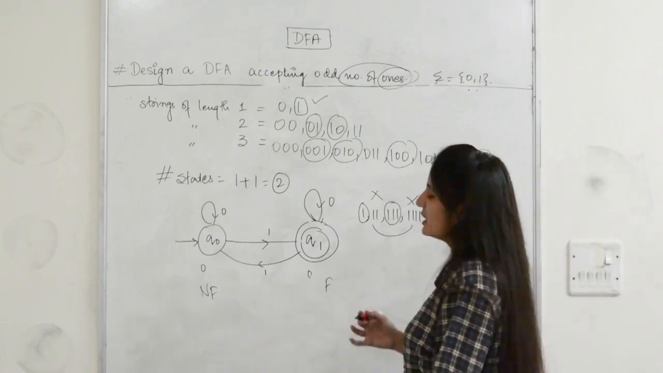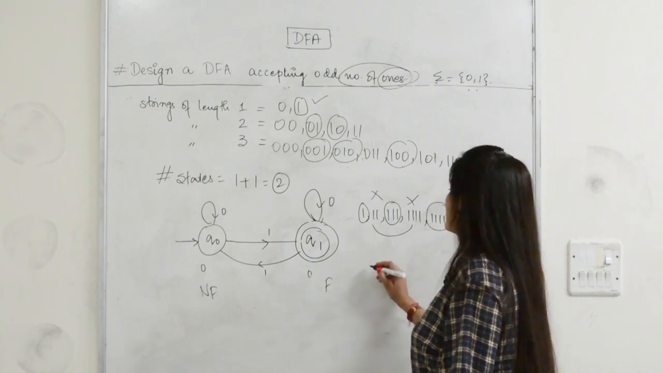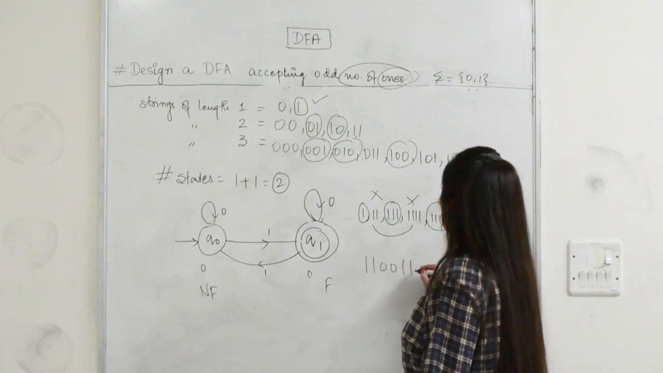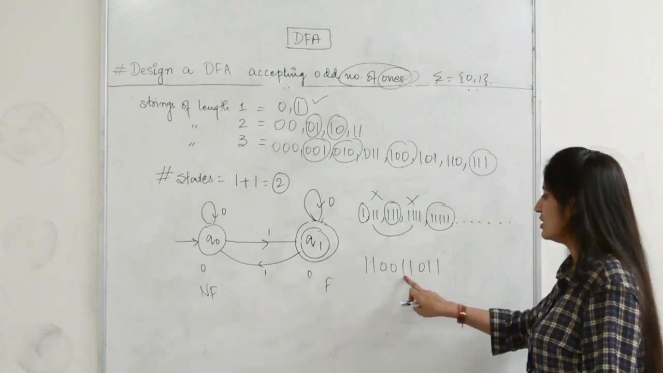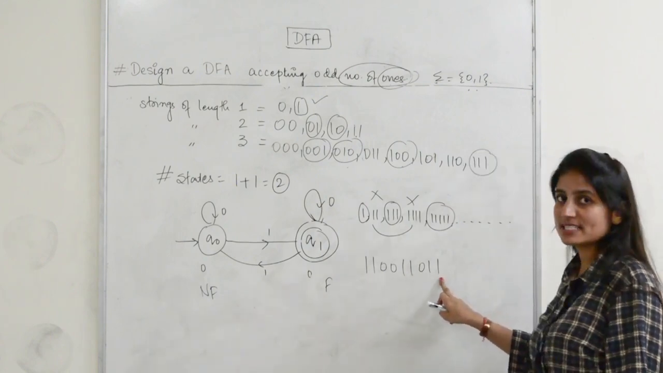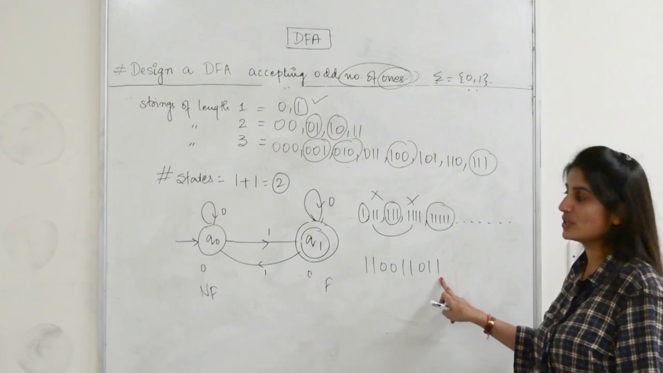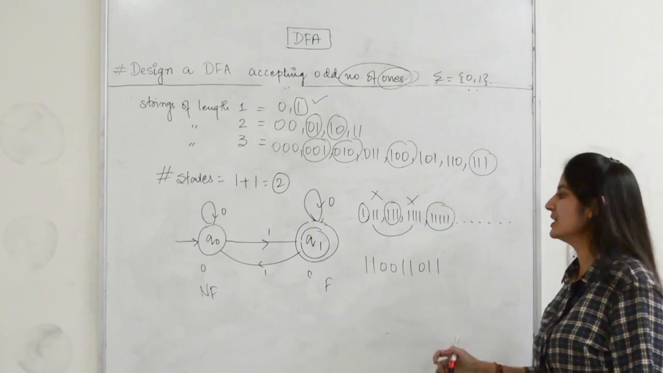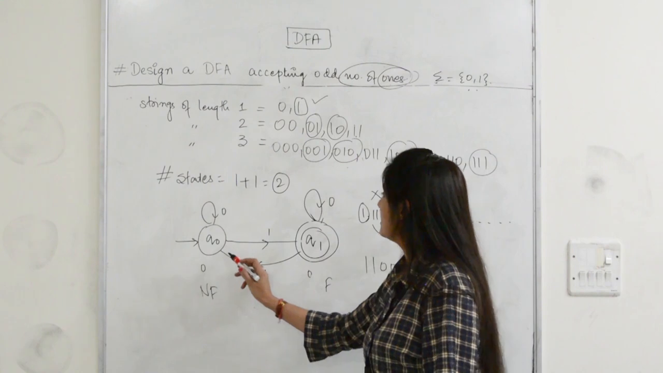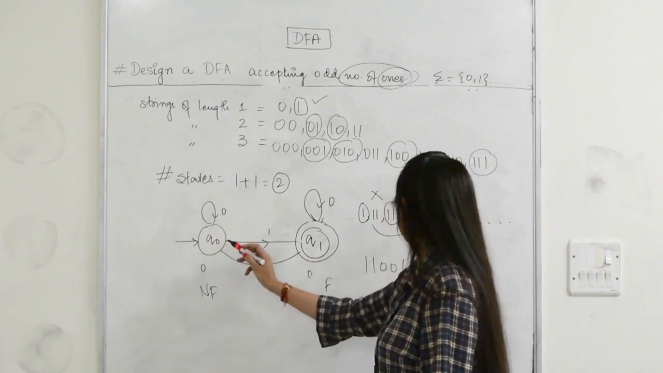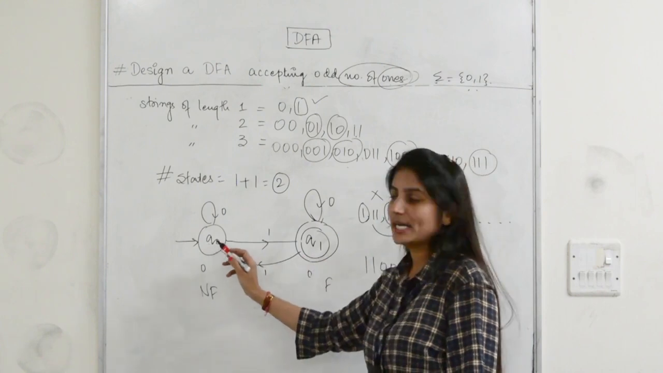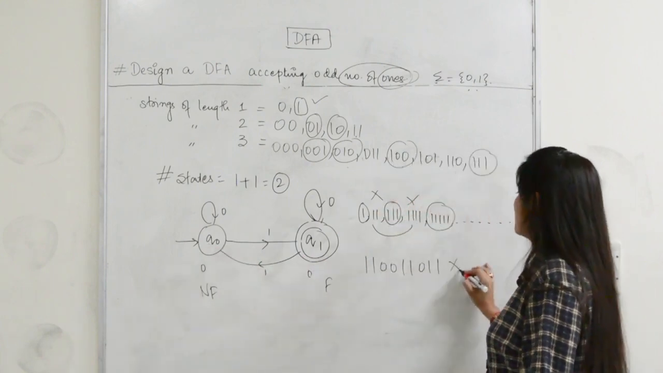We'll also verify it by taking any random string, let's say 1 1 0 0 1 1 0 1 1. So count the number of ones: 1 2 3 4 5 6. So it has 6 ones, which is an even number of ones. So it should not be accepted, but we'll verify it. 1 1 0 0 1 1 0 1 1 ends on the non-final state, so it is not accepted.